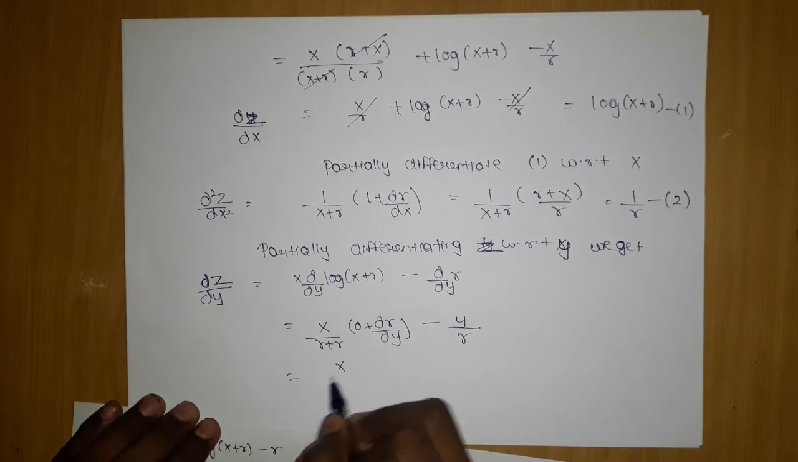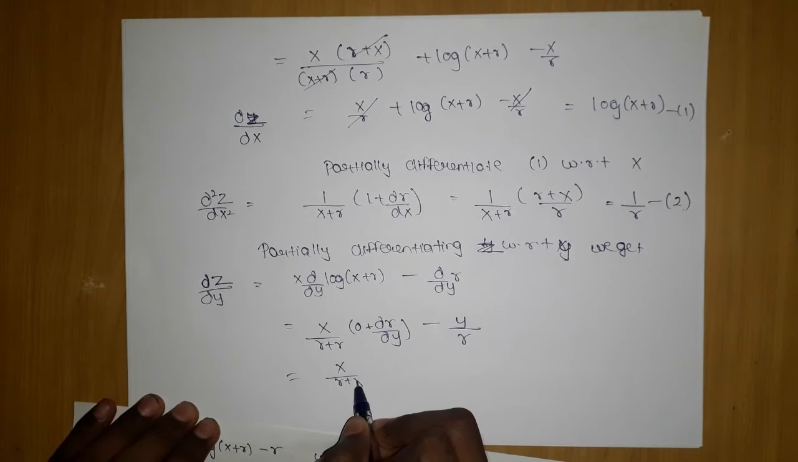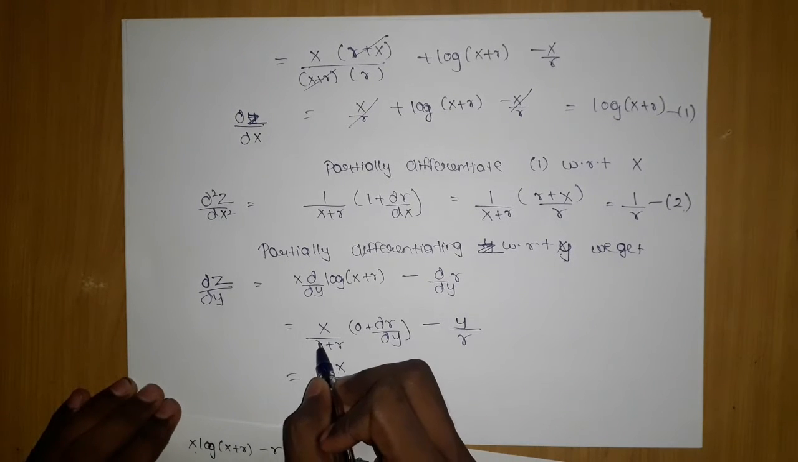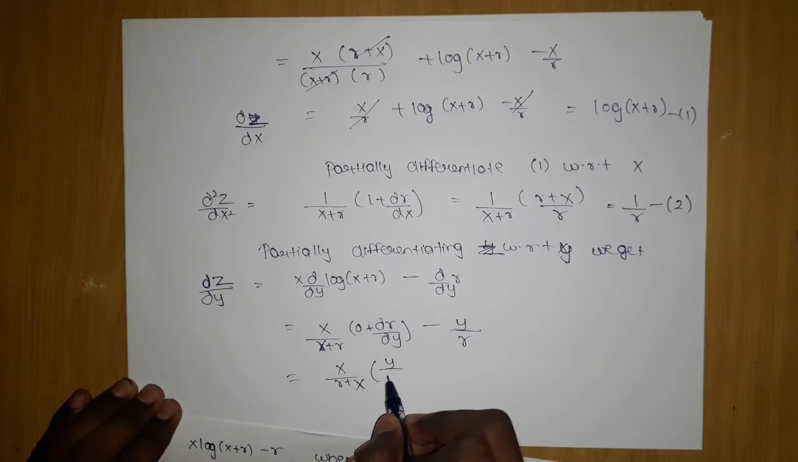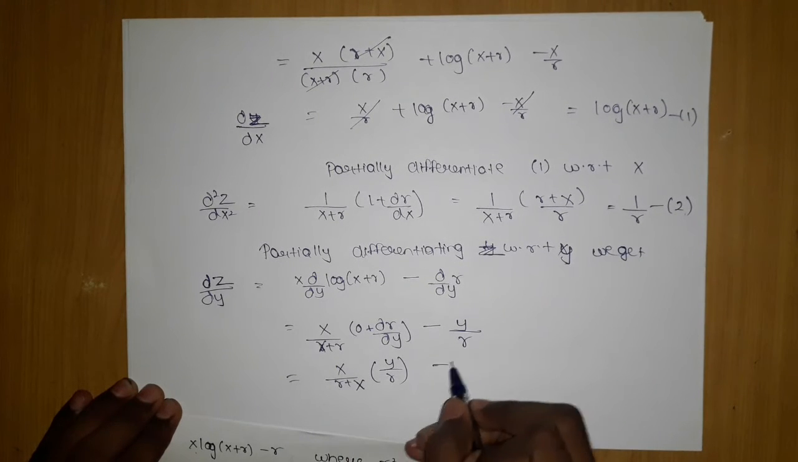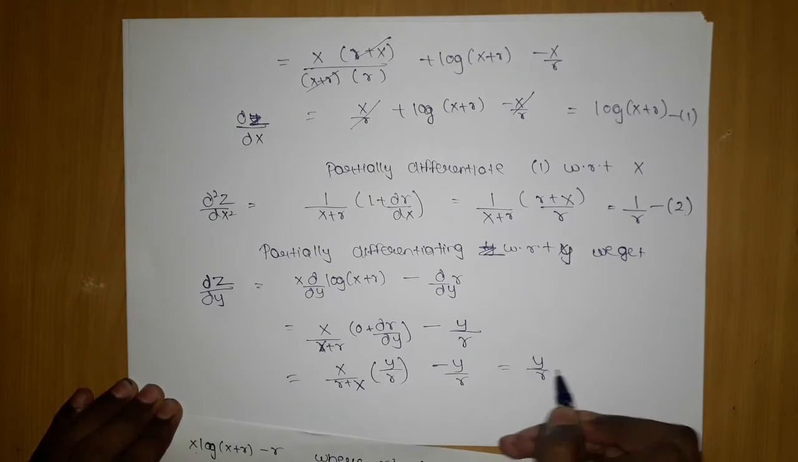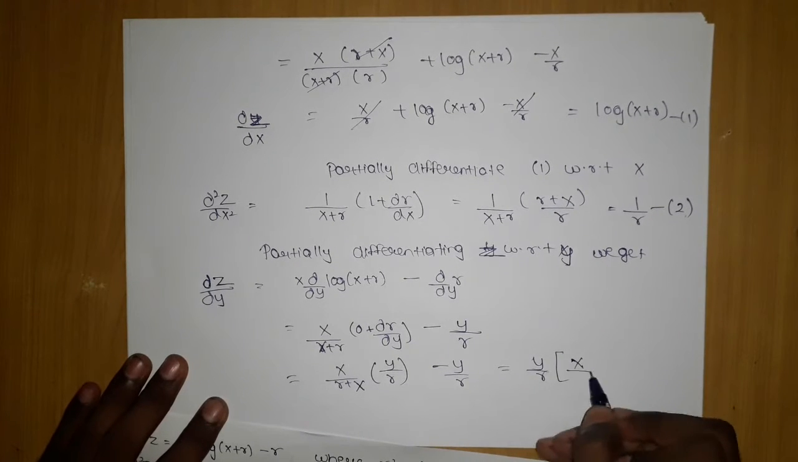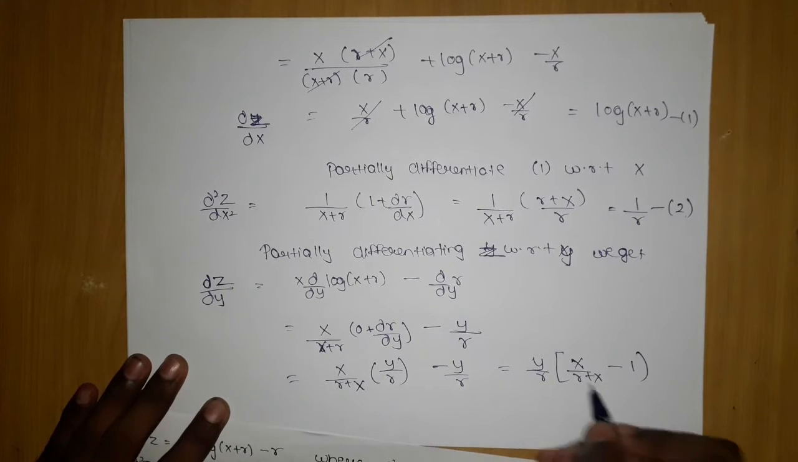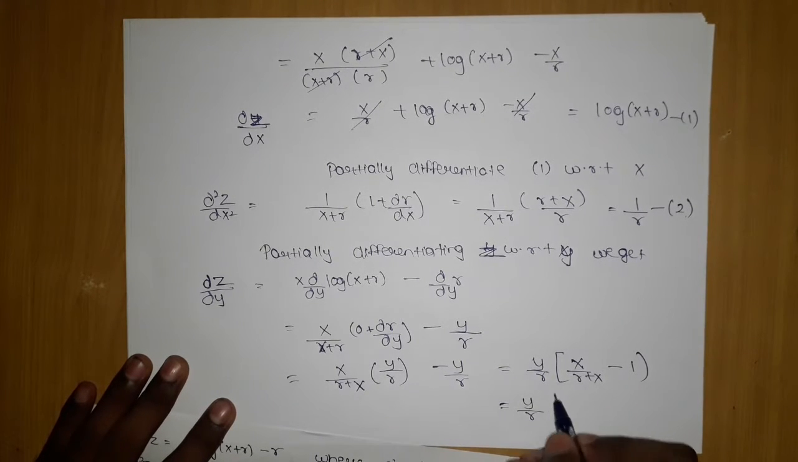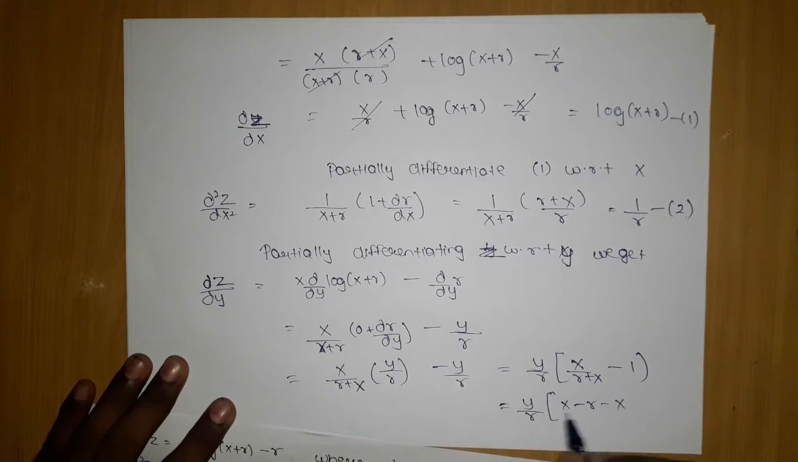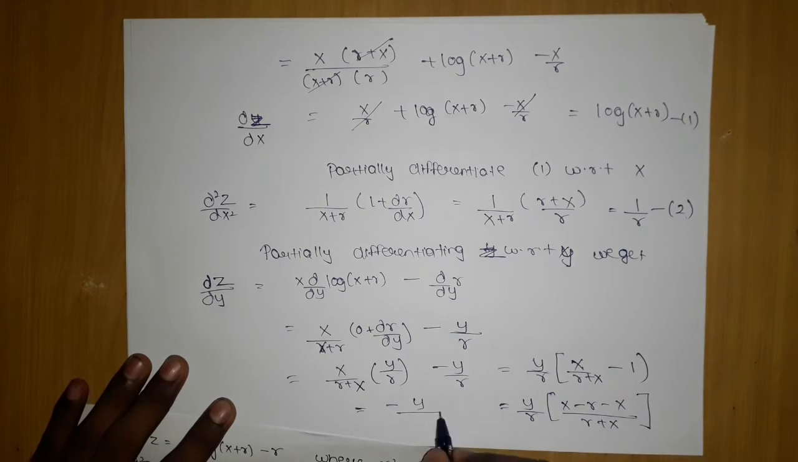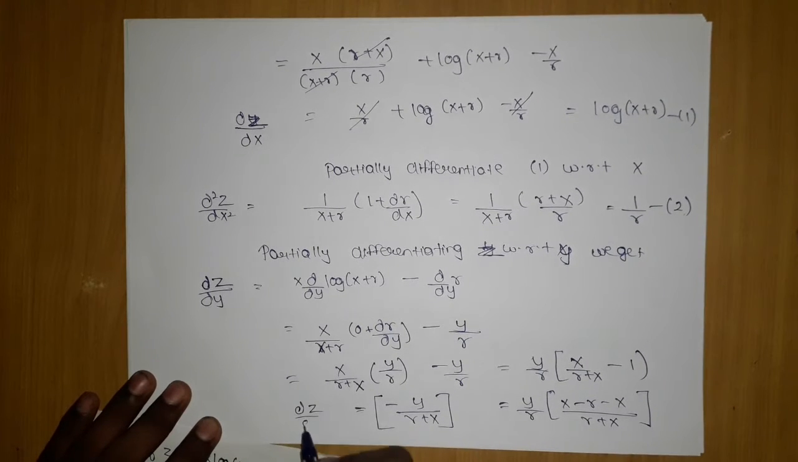If I simplify further, x by r plus x, what we have, this is y by r, and this will be y by r. So if I take y by r as my common term, I will be left with x by r plus x minus 1. If I simplify, I will be left with y by r into x minus r minus x by r plus x, which is giving me minus r will cancel out, minus y by r plus x. So this is my required thing, which is dou z by dou y.